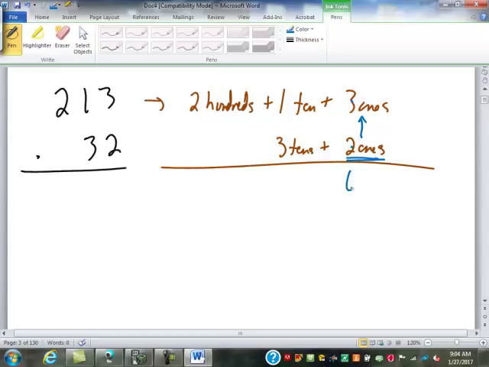2 times 3 is 6. Ones times ones is ones. 2 ones times 1 tens. 2 times 1 is 2. Ones times tens is tens. 2 ones times 2 hundreds. 2 times 2 is 4. Ones times hundreds is hundreds. So now we've multiplied, we've combined that digit with every digit in the top number.